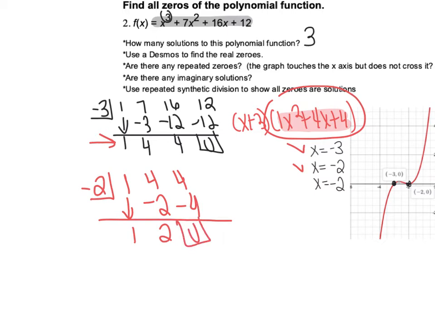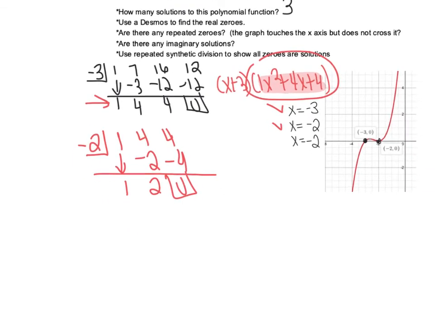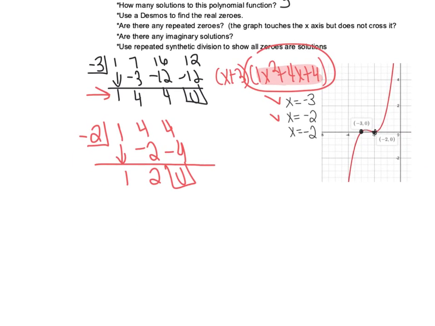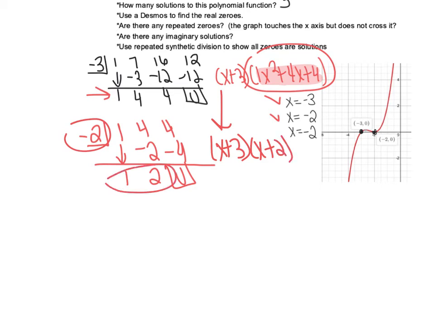Okay, so now I have done the first -2. So now what I have is x plus 3, that's this one. This -2 would be x plus 2. And then my leftover here, I have x plus 2 again. Like if I was going to write that, it would be x plus 2.